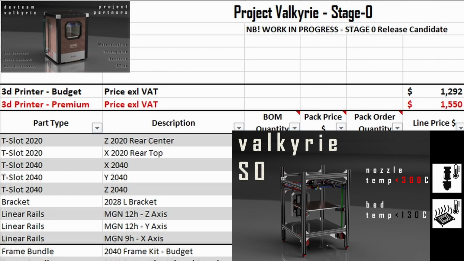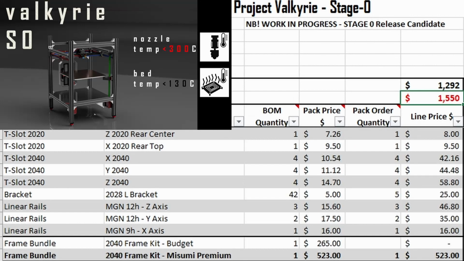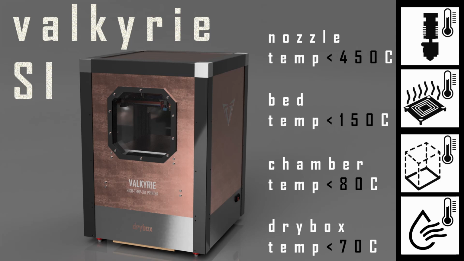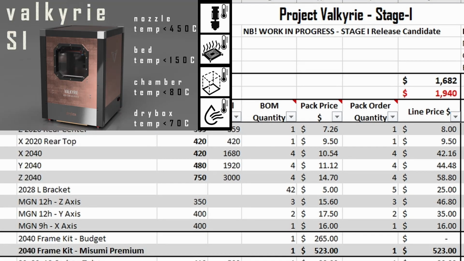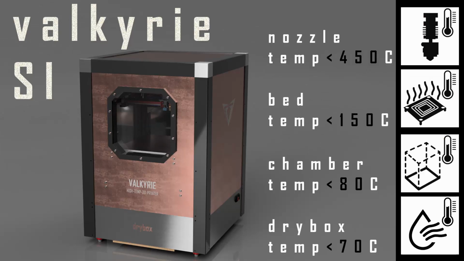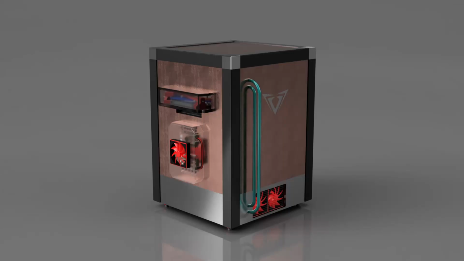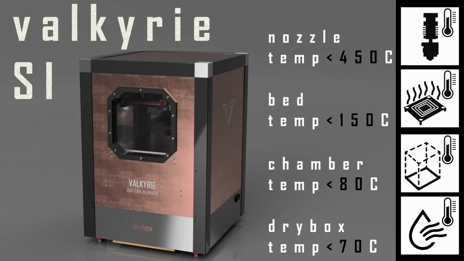Here you can see stage zero, as I call it, the bare bone printer, $1,300 budget, $1,550 for Misumi frame and Sear linear guides. The current pre-release includes stage one, which is priced at about $1,700 on the budget end and $1,940 on the premium end. The only thing not included in stage one, which will be added to this, is water cooling hardware and also heater for the chamber. For this stage, we recommend to stay under 80 Celsius in the chamber due to some components that limits our chamber temperature.